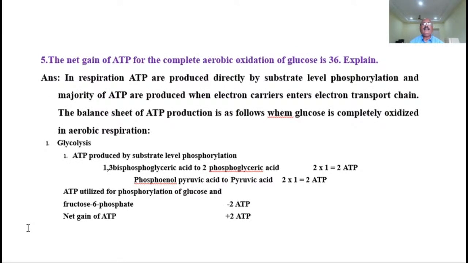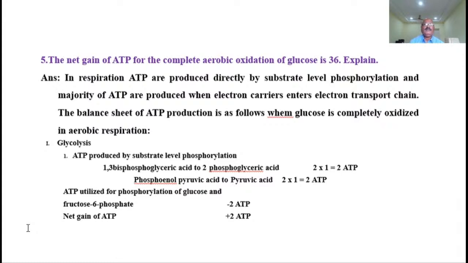The net gain of ATP for the complete aerobic respiration of glucose is 36. Explain. So that means net gain is 36, and the total ATPs are 38. In respiration, ATP is produced directly by substrate level phosphorylation, and the majority of ATP is produced when electron carriers enter the electron transport chain. The balance sheet of ATP production is as follows when glucose is completely oxidized in aerobic respiration.